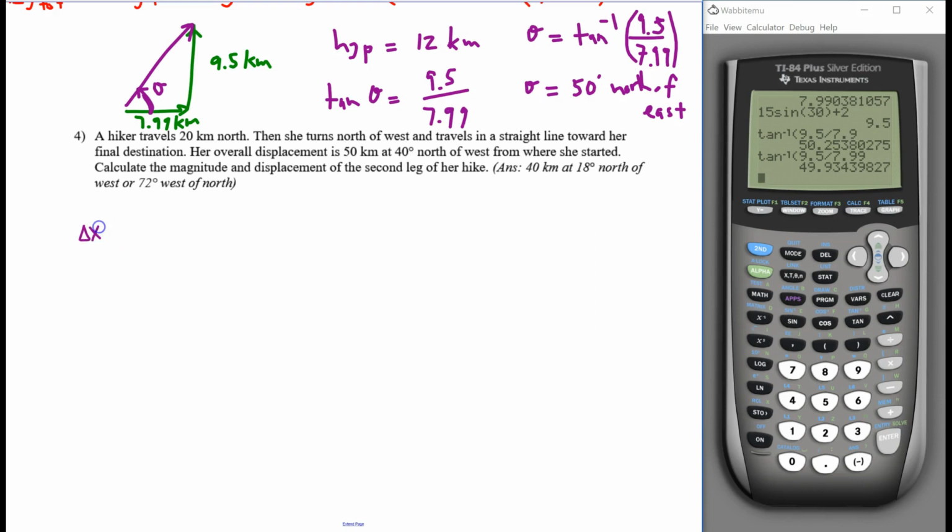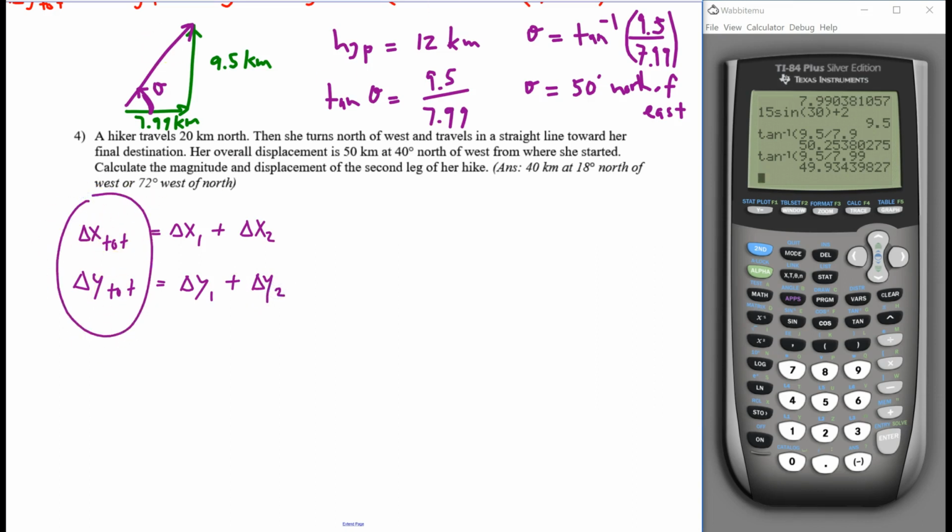Now, number 4 is a very similar problem. We will still use delta x total equals delta x1 plus delta x2. We will still use delta y total equals delta y1 plus delta y2. But instead of finding these, those values are given, and we instead will be finding those. So we'll have this, and we'll have to calculate those second displacements. Okay? Let's see how that looks in practice.